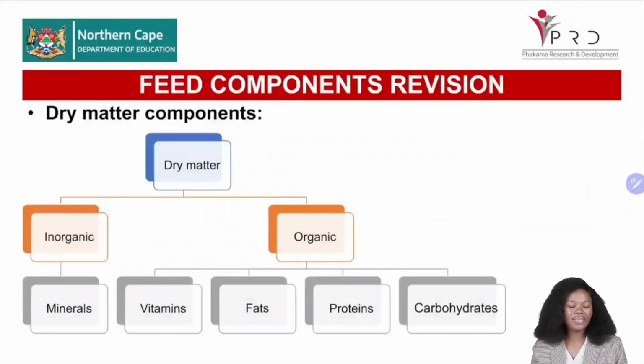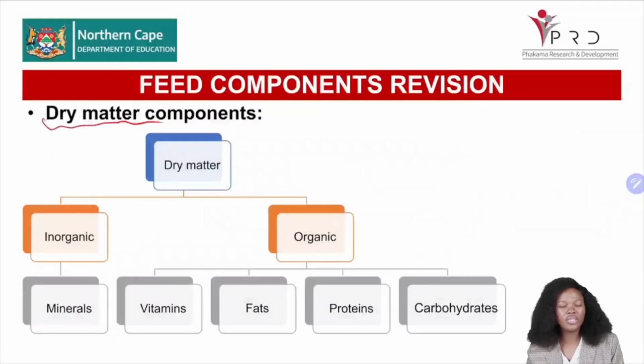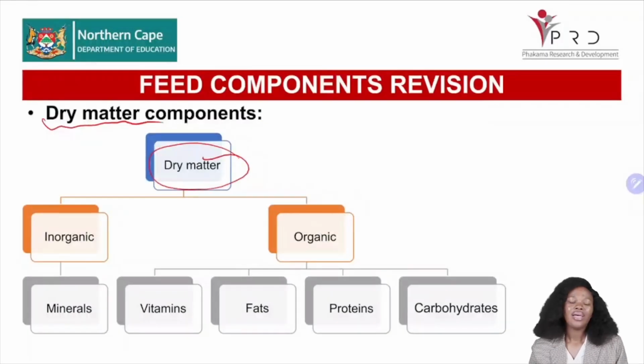Now let us look at the dry matter components. All constituents except water. Now, dry matter is referring to the nutrients, or another term for nutrients. Once water has been removed, we will be left with the nutrients. Now, the dry matter being the nutrients, dry matter is divided into two components.